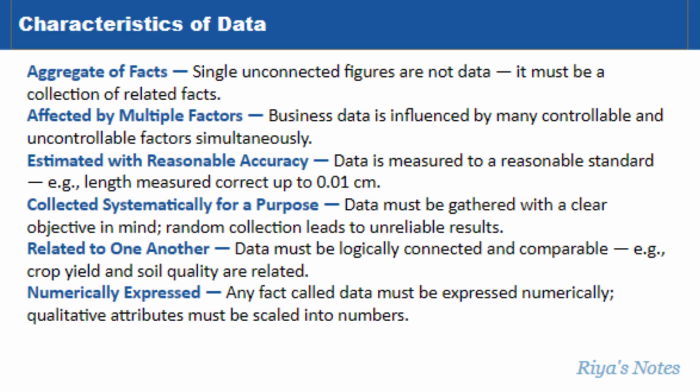Collected systematically for a purpose. Data must be gathered with a clear objective in mind. Random collection leads to unreliable results. Related to one another, data must be logically connected and comparable, e.g., crop yield and soil quality are related. Numerically expressed, any fact called data must be expressed numerically. Qualitative attributes must be scaled into numbers.